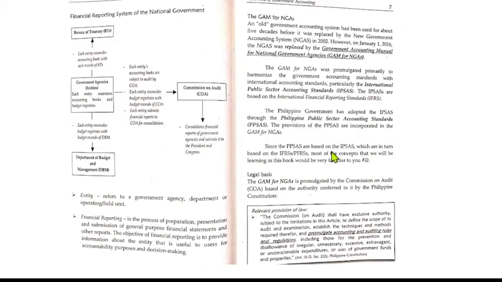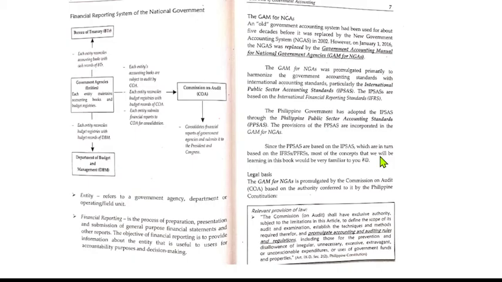Dahil yung PPSAS ay nakabase sa IPSAS at yung IPSAS ay nakabase sa IFRS and PFRS. Most of the concepts that we will be learning in this book are familiar to you. Dapat familiar sa'yo. Kasi nga, we are referring to PFRS and IFRS.